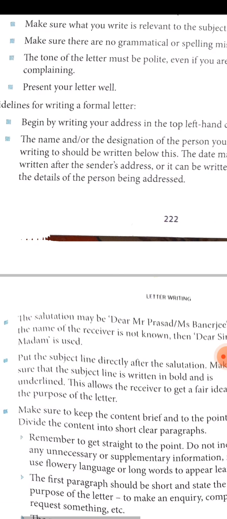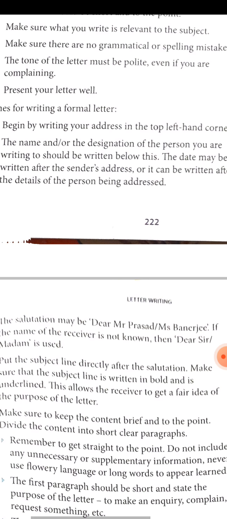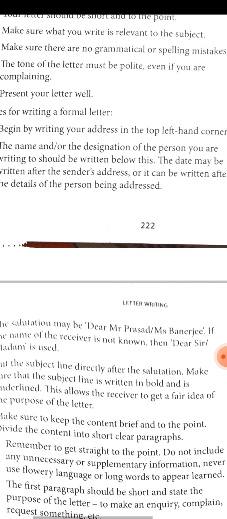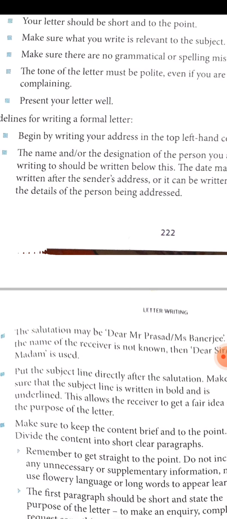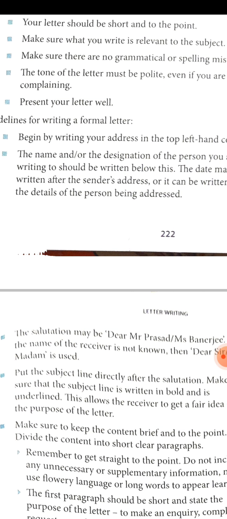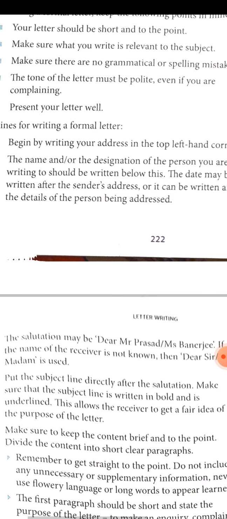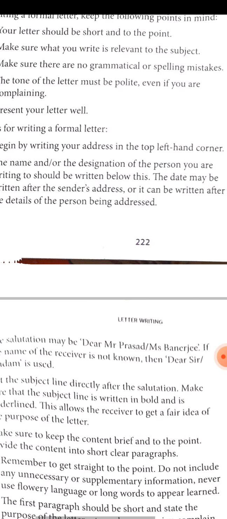The date may be written after the sender's address, or it can be written after the details of the person being addressed. Sender is the person who is writing the letter. If you have written your address, you can write the date below that, and after the date, you can write the name and designation of the person to whom you are writing the letter.